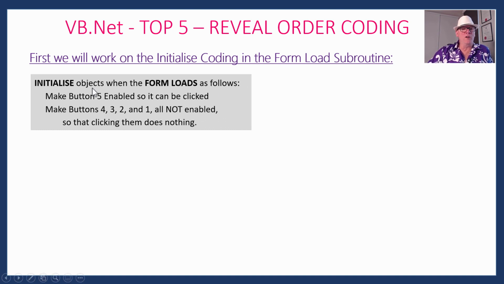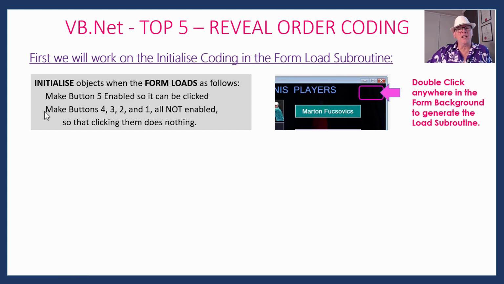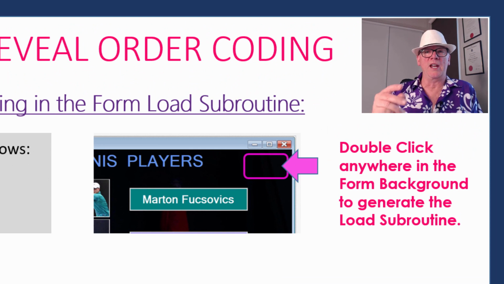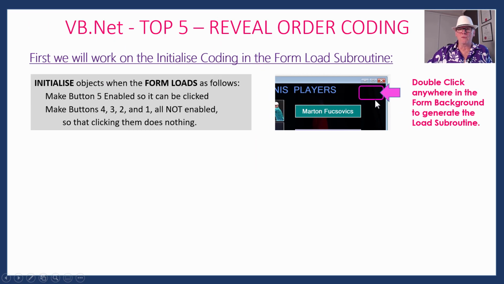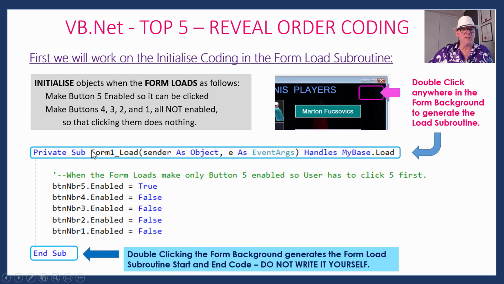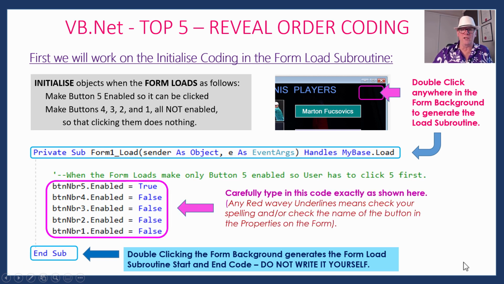So when the form loads, we need to make button 5 enabled, so opening click, and 4, 3, 2, 1 are not enabled. Remember, to get into the form load subroutine, what you want to happen straight away when the form loads, you just double click anywhere in this background area of your form. If we double click there, it'll write this subroutine for us. Form1 Load. This is what's going to happen when the form first loads up. And the subroutine ends here. In between, we just need to carefully type in all of this code.